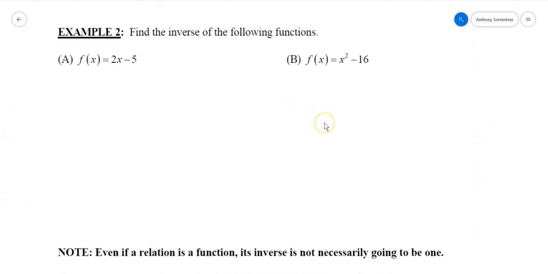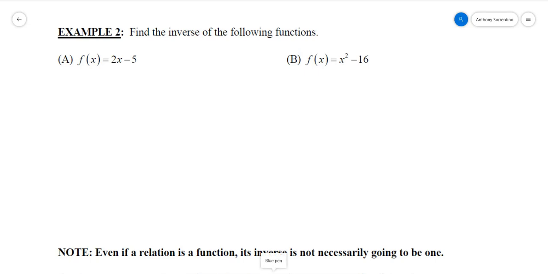I want to find the inverse of the following functions. Now these are functions. This is a linear function. This is a quadratic function. There's a note down here: even if a relation is a function, its inverse is not necessarily going to be one. We want to keep that in mind because we're going to look for ways of determining how we know if it is or is not the case.